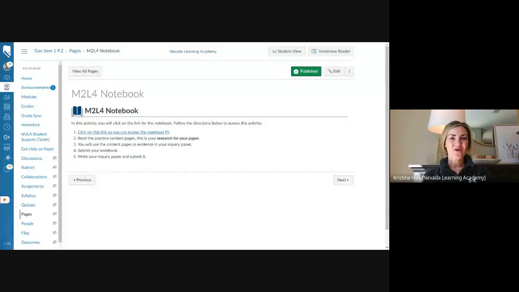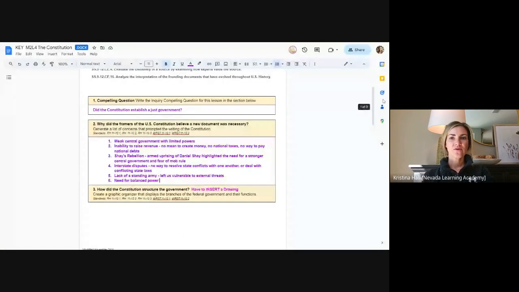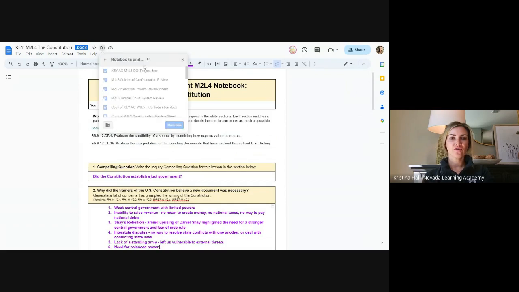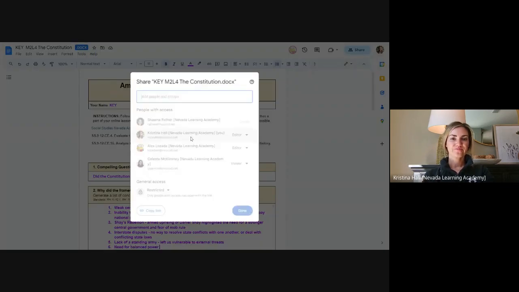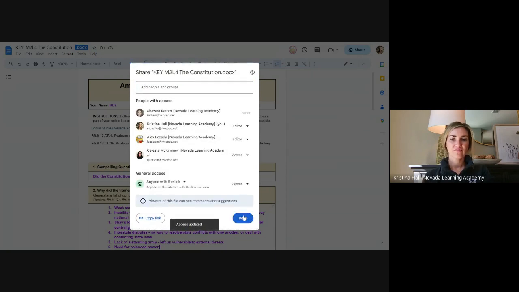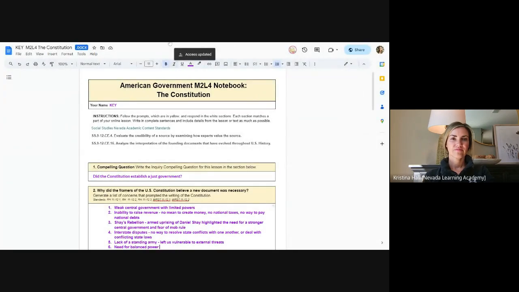We always do. Okay, go ahead and open up your notebook. So access the notebook, click on that, open up your notebook. Once it's open, what we always do, you're going to save it to your Google Drive. So you're going to save it to your government folder, and then you're going to make it shareable. Okay, so you're going to do anyone with the link. Okay, go ahead. You're good. Okay, how are we doing? Give me a thumbs up. You got it? Thumbs down, you need more time?